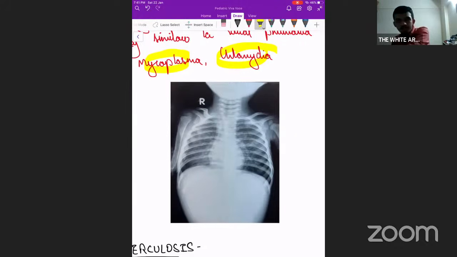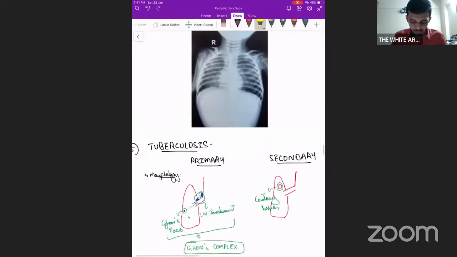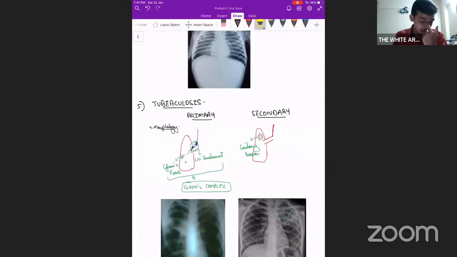Yes, Kunj, very good. This is a PCP pneumonia, Pneumocystis jirovecii pneumonia. Good, Akshay. This is one more cause of atypical pneumonia. Next, you have tuberculosis.